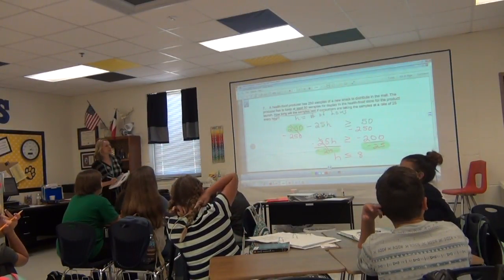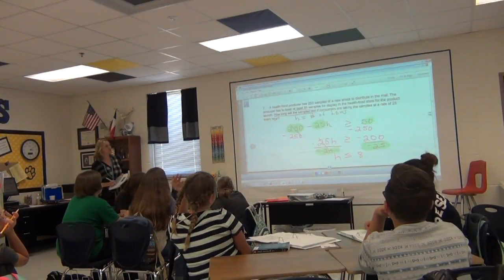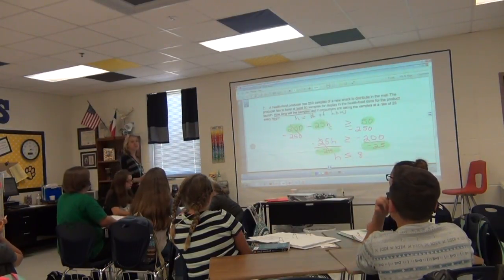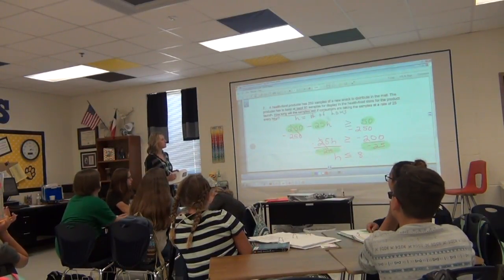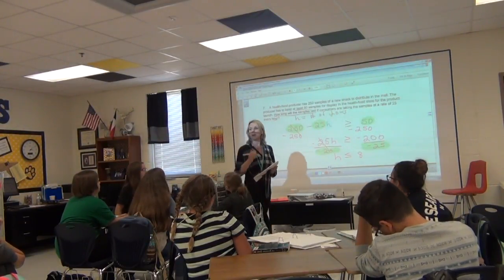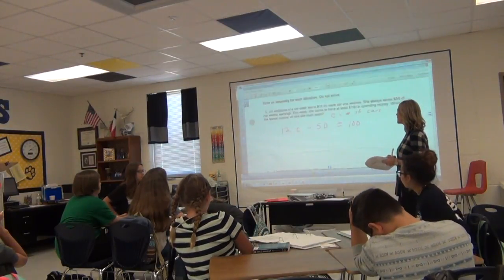Samples. This negative 25 represented the samples. This 50 represented samples. Okay, the H was the only thing that was different. I'm going to highlight that a different color. Did you see how I have two quantities? One's samples, one's hours. Okay, let's look at this one.